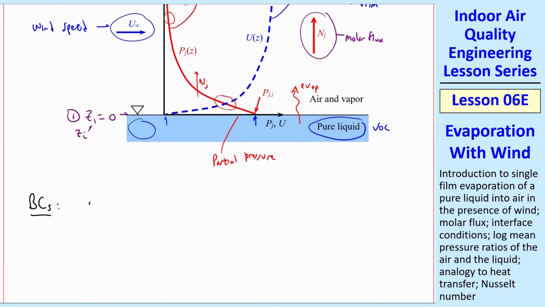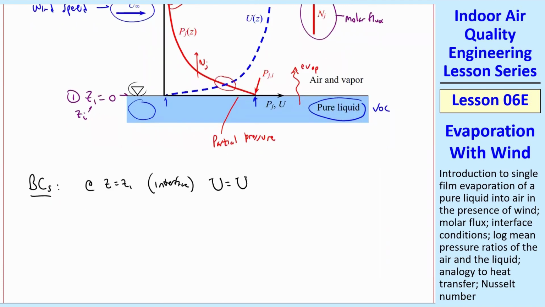The boundary conditions are at Z equals Z1, in other words, at the interface, or the liquid surface, U, the velocity at the interface, UI, equals 0. That's by the no slip boundary condition. Now we're assuming that this liquid surface is not moving. In real life, the liquid would start moving a little bit as you have the air blowing over it, but we're neglecting that. We also know that PJI equals PVJ, and we're going to call this PJ1 also, since it's Z equal 1 at the interface. 1 and I are the same here.